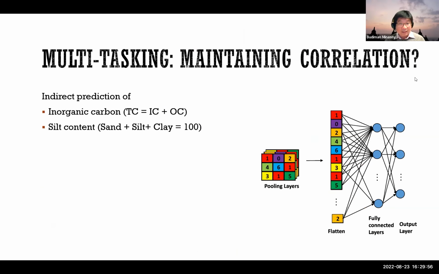And the other thing we want to look at is this multitasking of the neural network. So it can predict multiple properties at once, right? But does predicting multiple properties at once maintain the correlation between the properties? And how do we know that it's working?